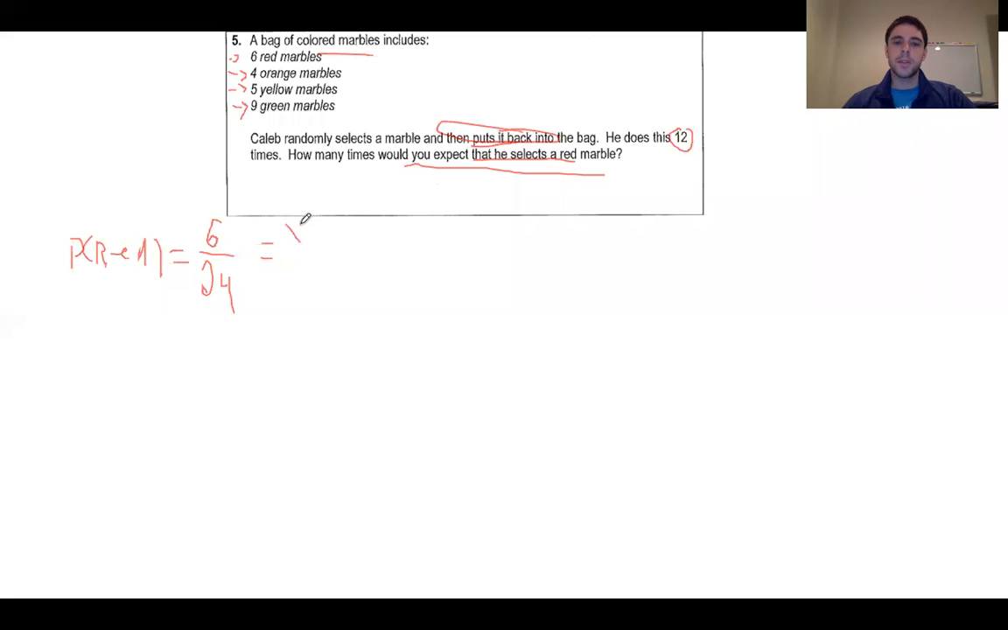Yep, awesome. So we're going to have x over 12. We're looking for how many times he selects a red marble over the 12 total times that he pulls the marble out of the bag. How do I solve for x?